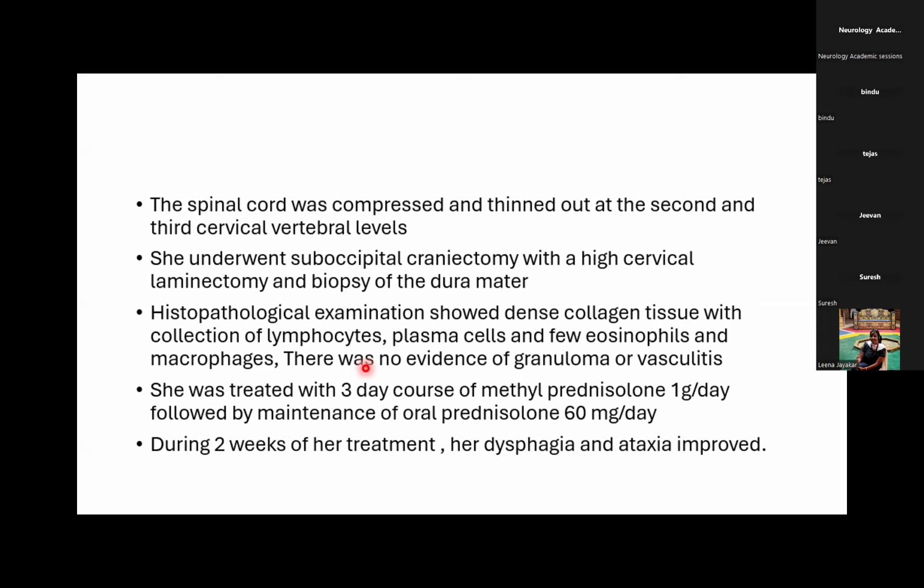She was treated with a 3-day course of methylprednisolone 1 gram per day, followed by maintenance of oral prednisolone 60 mg per day. During this treatment, dysphagia and the ataxia improved in this patient.